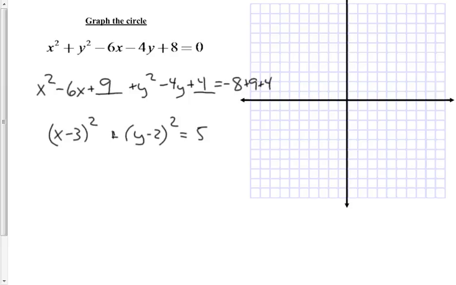Okay, so now we can go ahead and graph it. We know the center is at 3, 2, and the radius is the square root of 5, which is approximately 2.2. So we complete the square there, and then we can, of course, graph it. 1, 2, 3, 1, 2, and then we'll just roughly graph it there.